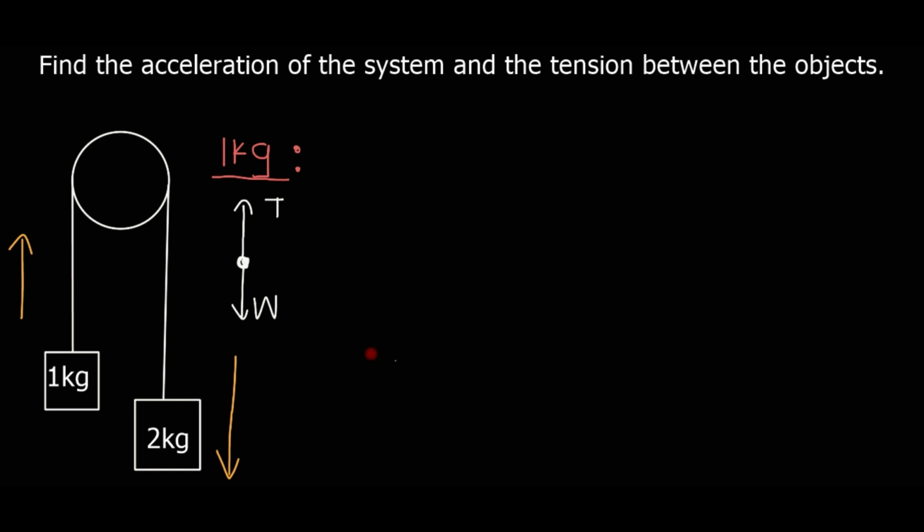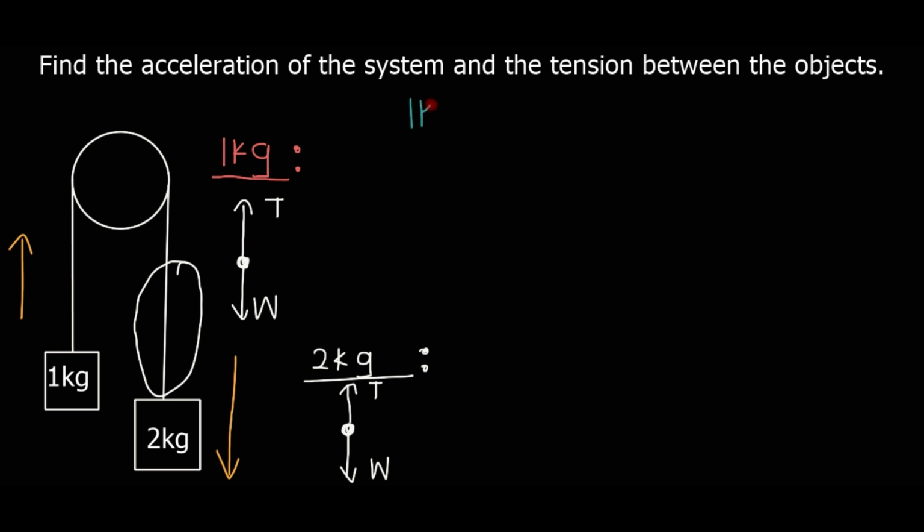And then now let us look at this 2 kg. Normally the same situation, but now we can see that our tension is upwards, because this is our object and the tension is upwards. So we have a tension that is upwards, and a downward weight force because this object has mass. Now because we have drawn the free body diagram, we will find out the F net of each object separately. So let us start with 1 kg first.